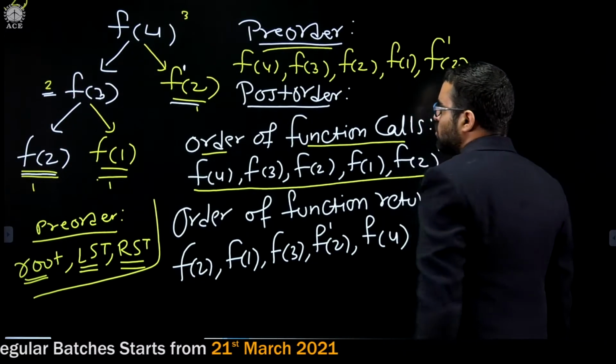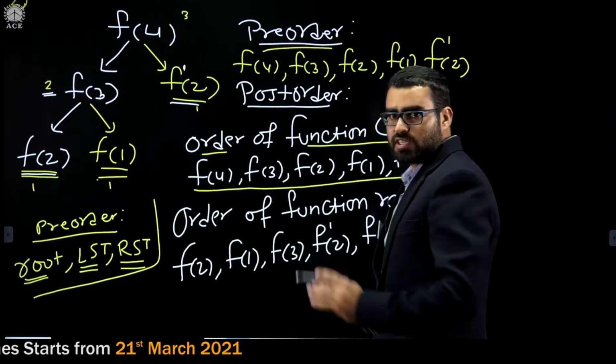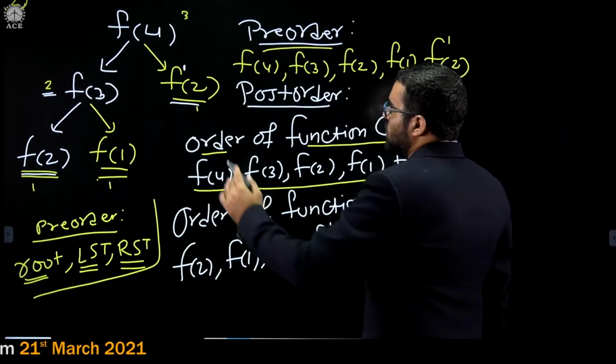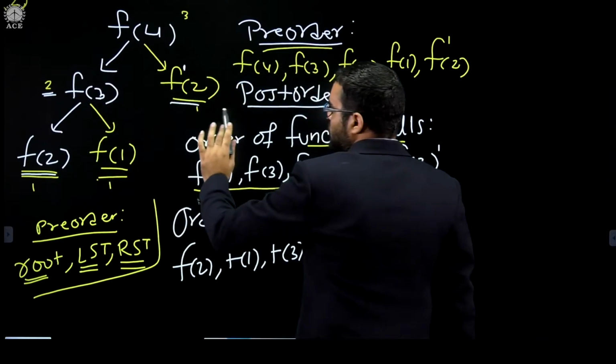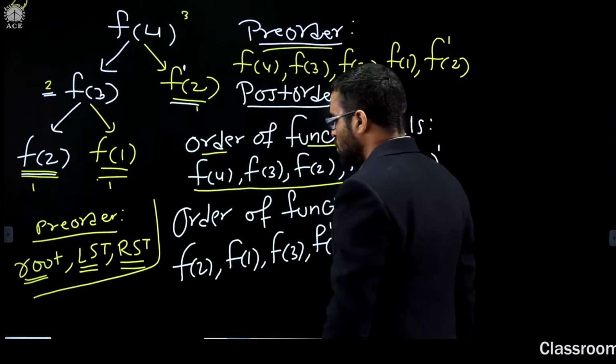So what will be the post order traversal? In the post order traversal, what we do? We first do the left subtree, then we do the right subtree, and then at the end we print the root node, okay.